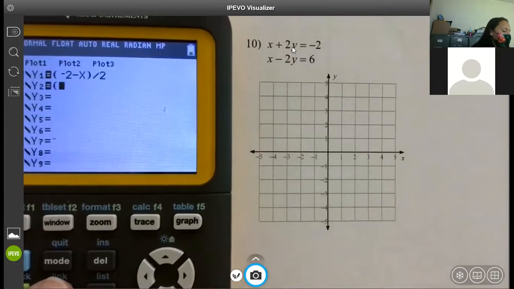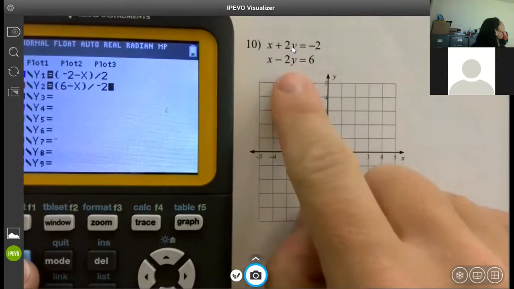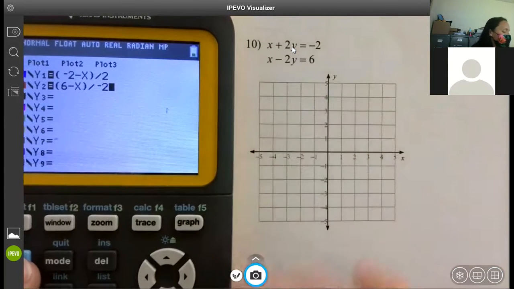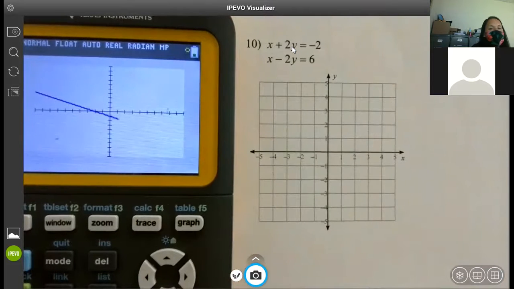On the other equation, it has a 6 on the end. How do I move x? Subtract it. What am I dividing by? Just what kind of 2? -2. That's okay. I'm going to graph it to see if it even has a solution.